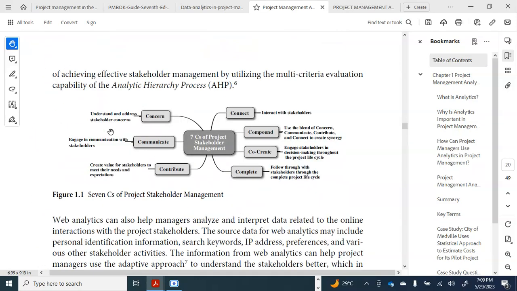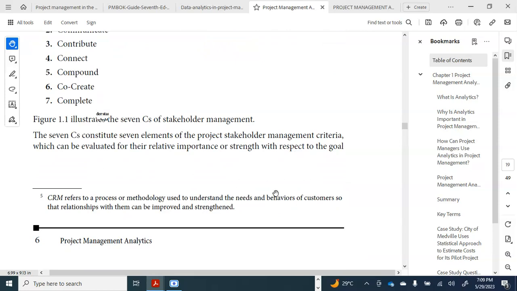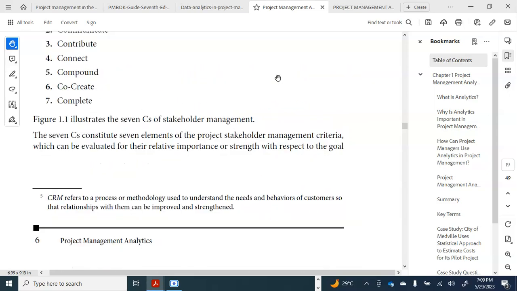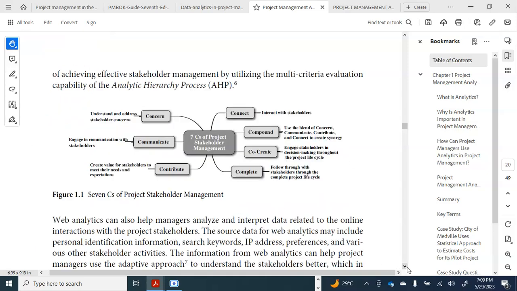Let's see. There's a goal. The CRM refers to the process or methodology used to understand the need and behavior of customers, so the relationship with them can be improved and strengthened. So of achieving effective stakeholders management by utilizing the multi-criteria evaluation capability of the analytic hierarchy process. Understand, you can read this when I send it to you.